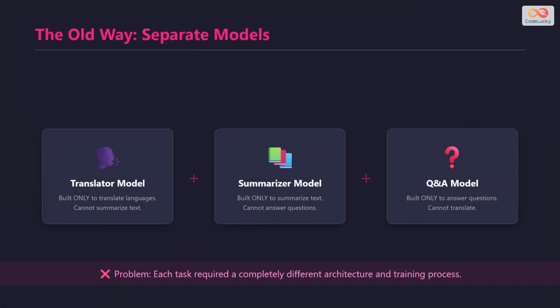Before unified models like T5, the field of natural language processing was very fragmented. If you wanted to translate languages, you built a translator model. If you wanted to summarize articles, you built a summarizer. And if you needed a system to answer questions, you built a completely different question and answer architecture. Each of these tasks required specialized designs and training methods, making it difficult to share knowledge between them.